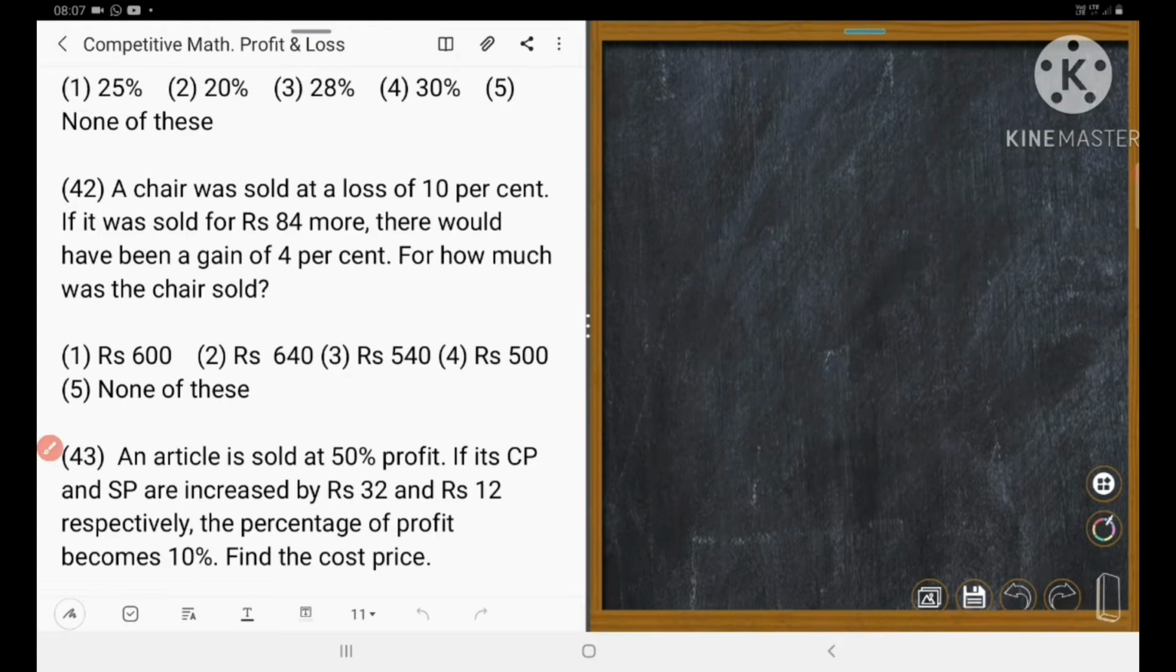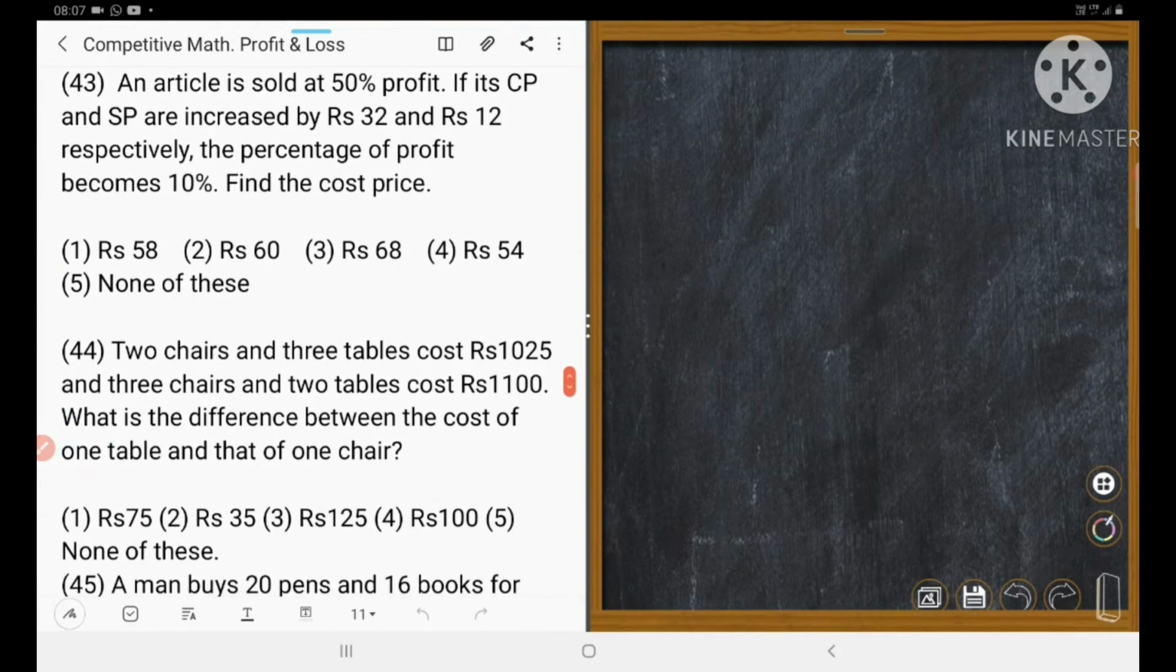Next one, number 43. An article is sold at 50% profit. If its CP and SP are increased by 32 and Rs 12 respectively, the percent of profit becomes 10. Find the cost price. It is also a very easy thing, not so difficult.